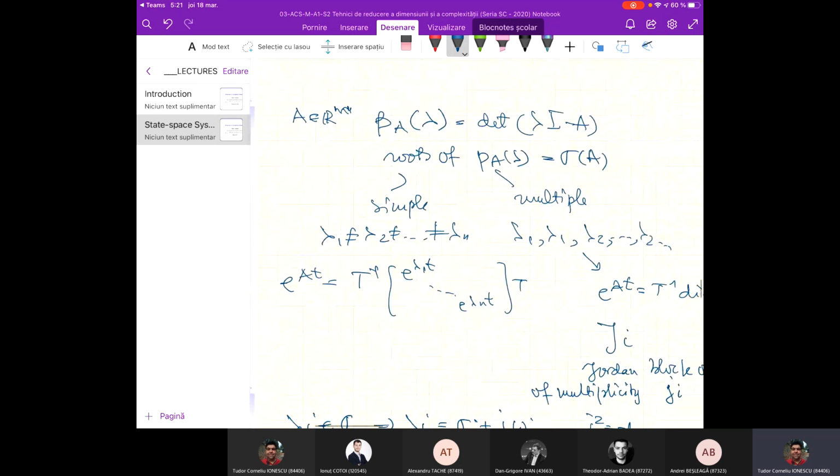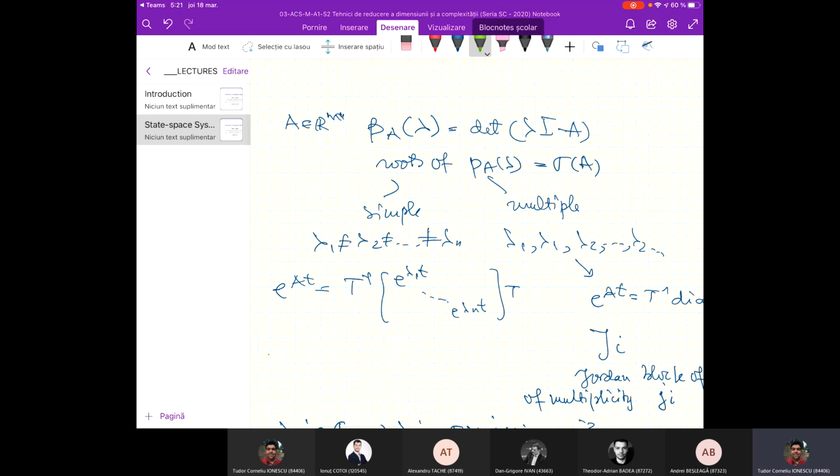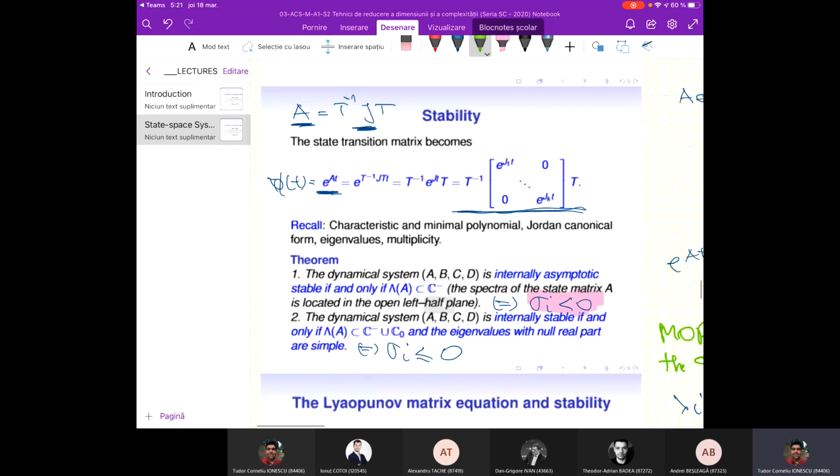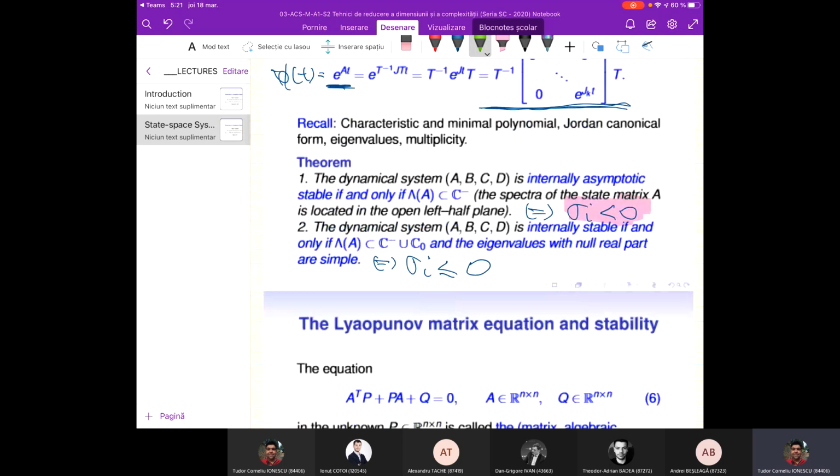Just remember, I'm going to write it here. Model order reduction must preserve the stability of the original system, if the original system was stable. Okay, so this is how you assess stability from a theoretical point of view.